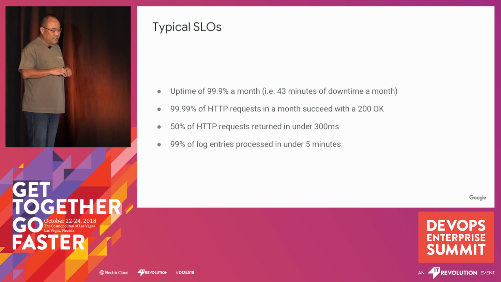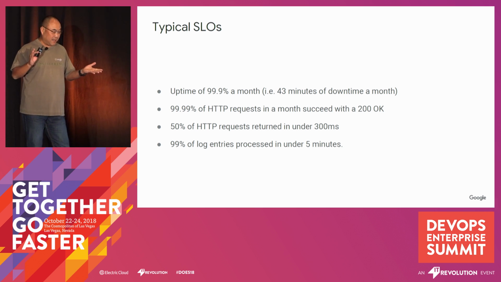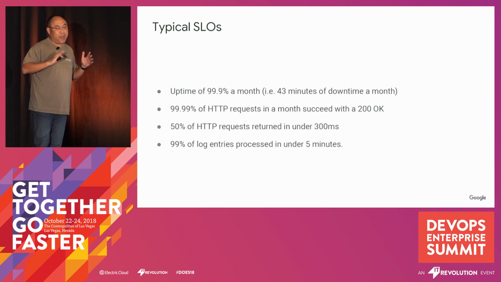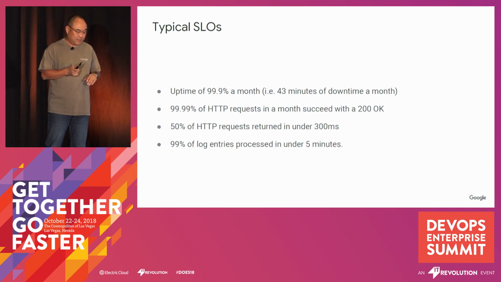The third one is latency, 50th percentile under 300 milliseconds. And the fourth one is another example about log processing: 99% of the log requests processed in under 5 minutes. This is typically when you see a pipeline-style thing. You have the transactions, you have the backlog, you're processing, this kind of thing.